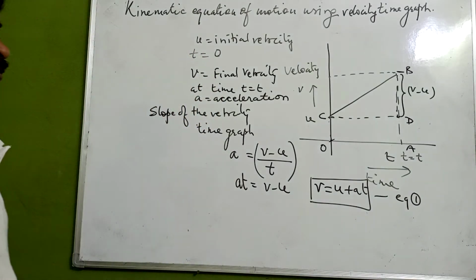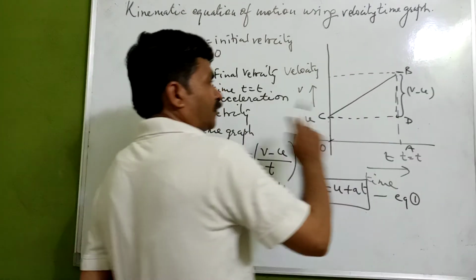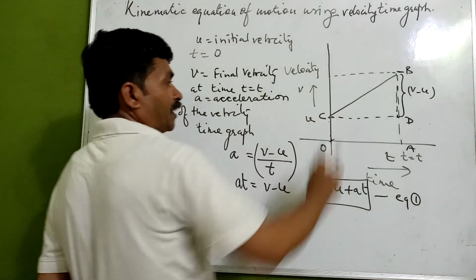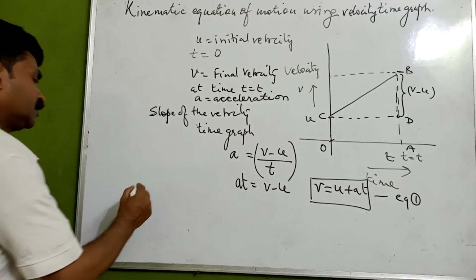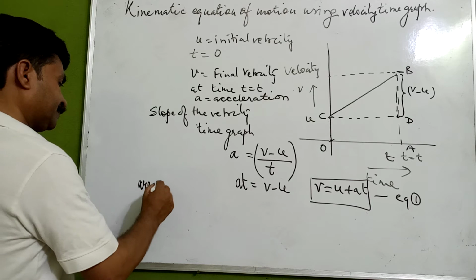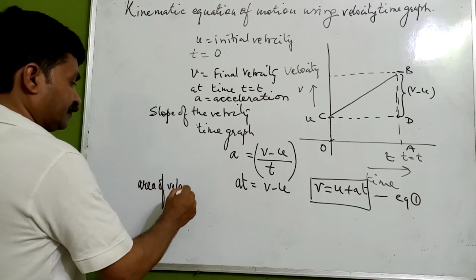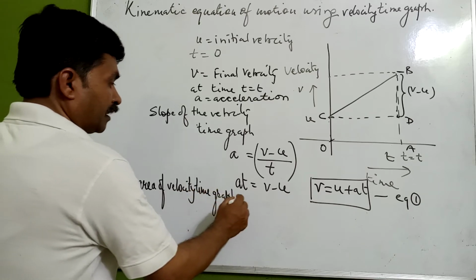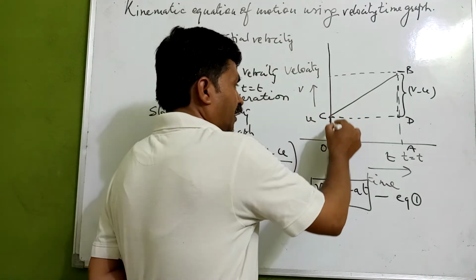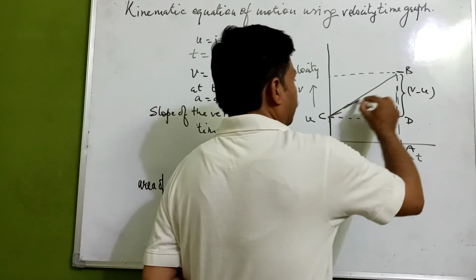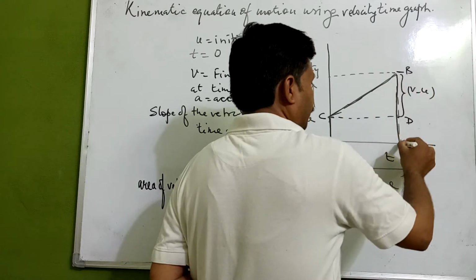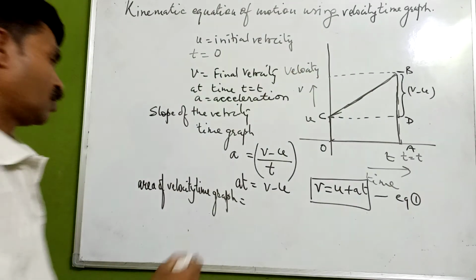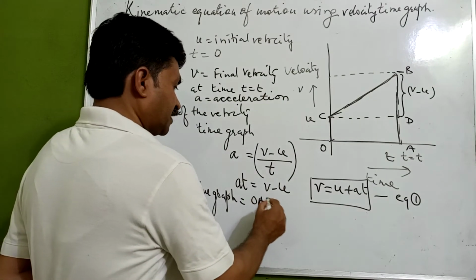Now if we go through its area, we will see what we are going to get. What do we get in the area of this velocity time graph, we see now. So the area of the velocity time graph: what area is formed here? What we are getting is OABC as a trapezium.